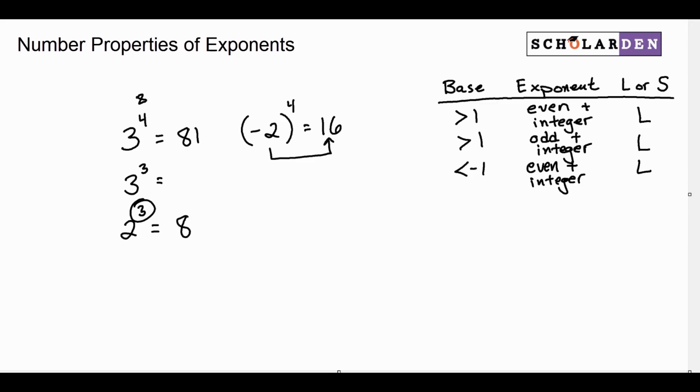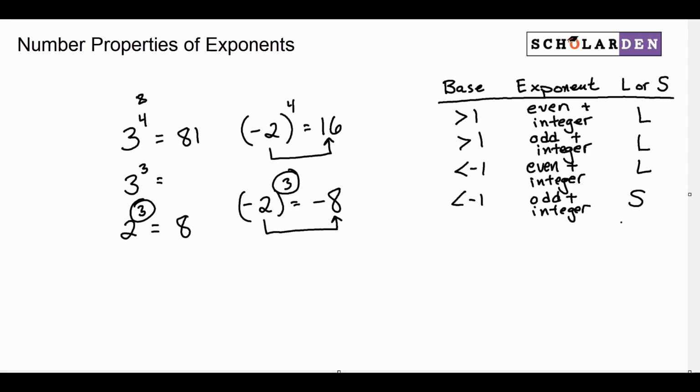What about, again, a number less than negative 1, but now an odd positive integer? So let's say negative 2 to the third power. Well, now we're multiplying a negative number an odd number of times. That's going to give us a negative number, and it's going to give us negative 8. We've actually gone down. Negative 8 is smaller than negative 2, so that's going to be smaller. Let's try to neaten this up a little bit if we can, or make it a little more clear.